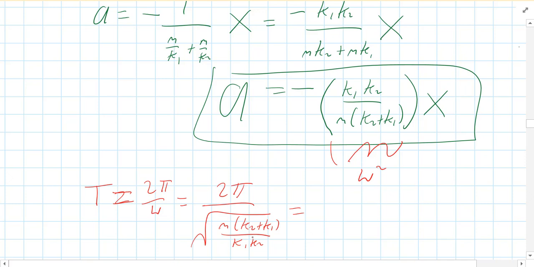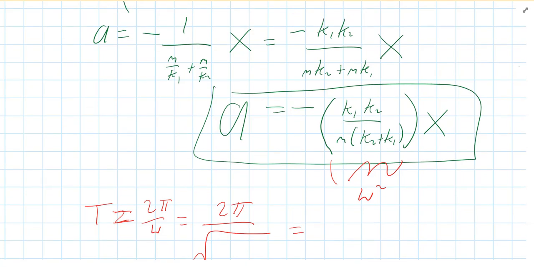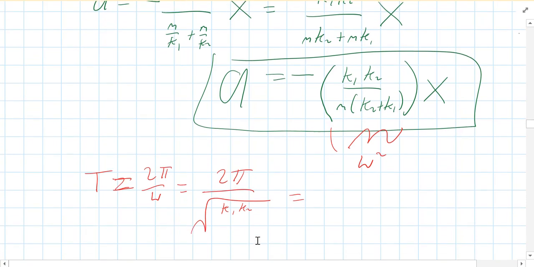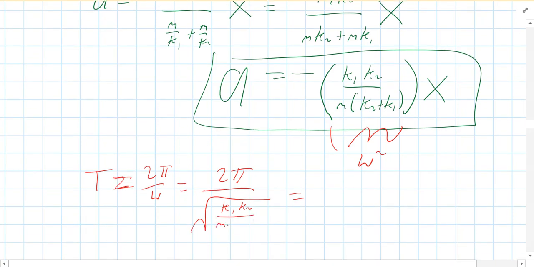Oh, wait, I take that back. I lied. Oh, gosh. Sorry about that. So anyway, omega squared is just this. So just write that in. It's square root of that. So k1 k2 divided by m times k2 plus k1.